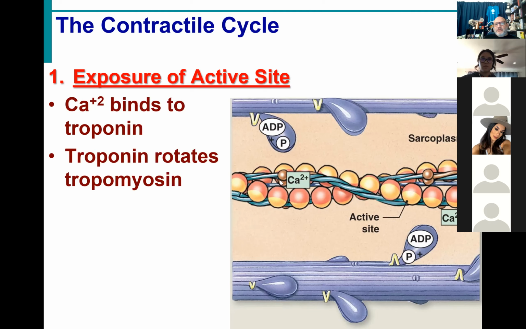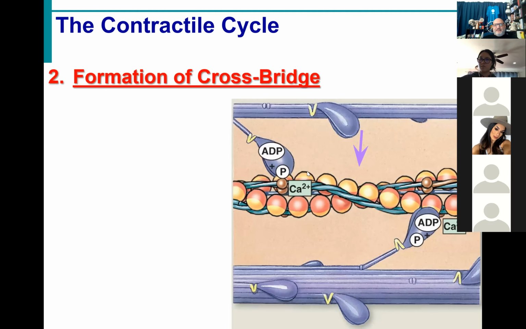Calcium binds to the troponin. Troponin changes its shape and rotates the tropomyosin. And now my binding sites are revealed. And when my binding sites are revealed, what's my myosin head going to do? Form a cross bridge. Excellent. That myosin head is going to grab onto the actin.